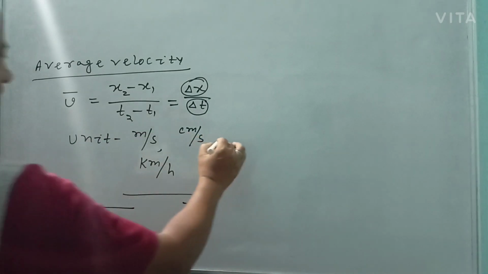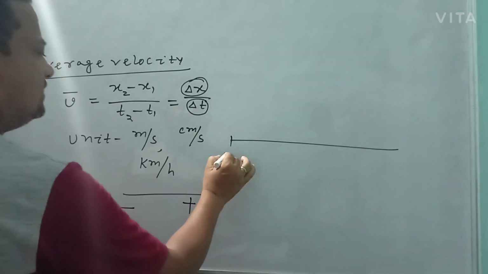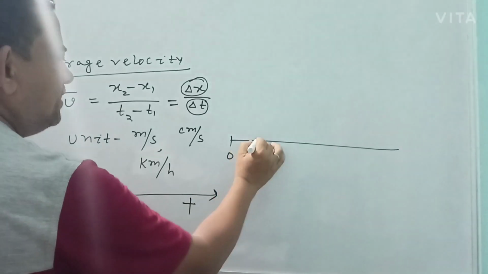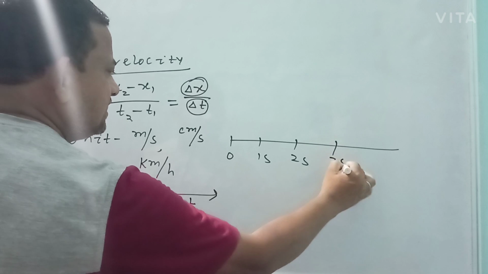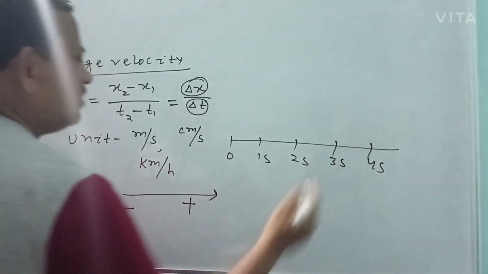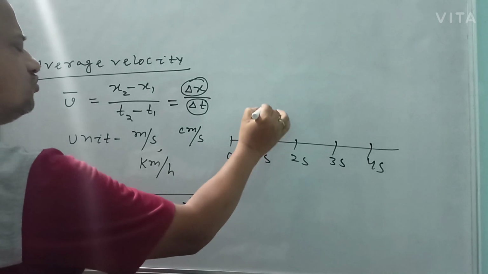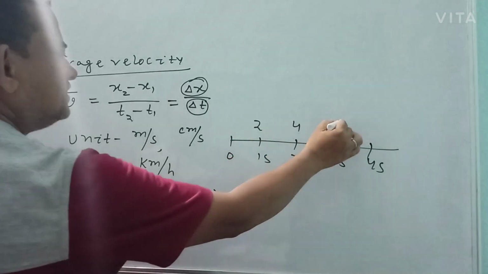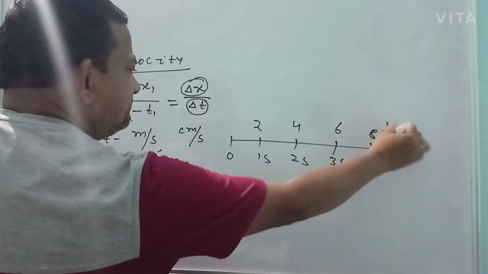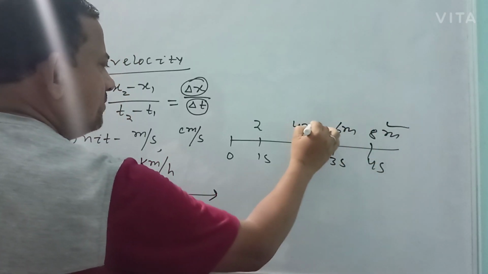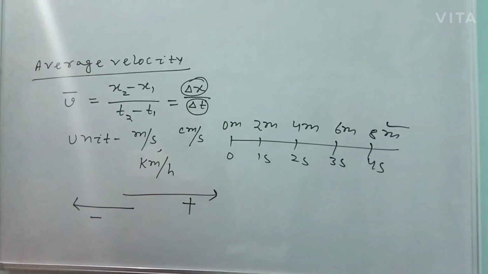Suppose the position of the body is given like this. This is 0, this is 1 second, this is 2 second, this is 3 second, this is 4 second and so on. And the position is like that. Suppose this is 2, this is 4, this is 6, this is 8. This is in meter: 6 meter, 4 meter, 2 meter, 8 meter, like that.